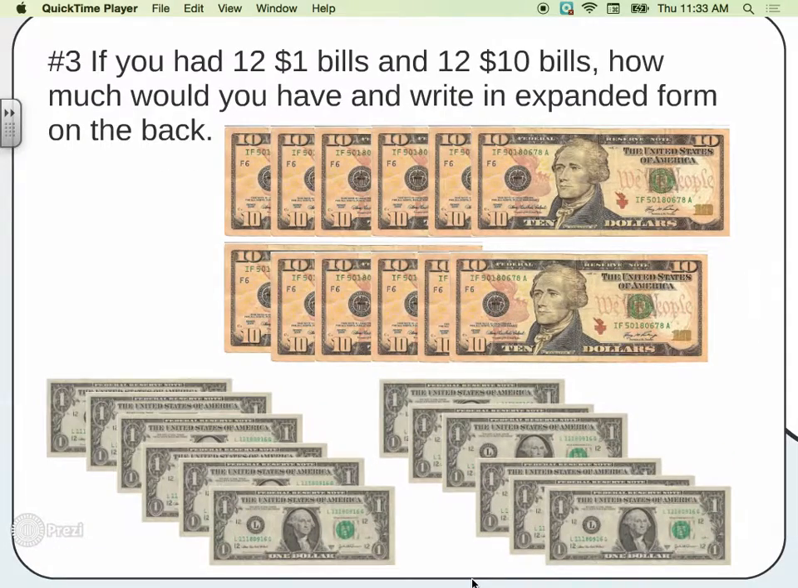And for number 3, if you had 12 $1 bills and 12 $10 bills, how much would you have? And write that in expanded form on the back as well. So you need to count up all your money, figure out how much you have, and then write that in expanded form. Remember, expanded form is basically splitting up how many hundreds you have, how many tens you have, and how many ones you have.